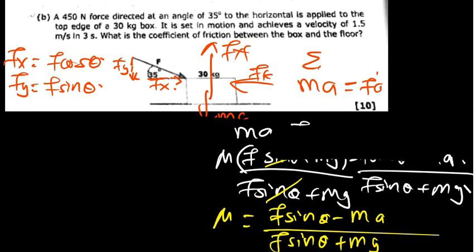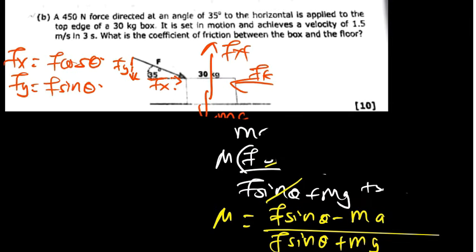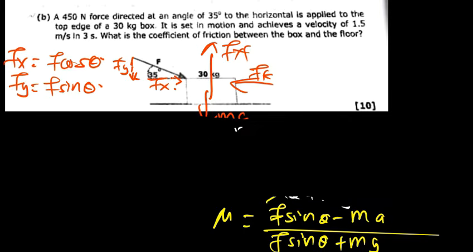Now we need to find acceleration. We have been given the information there. We have the time and the velocity. So our goal is to find the acceleration. Once we find the acceleration, then we have everything to find the mu value. So the data which we have here, we can use this formula. This formula can help us to find acceleration.